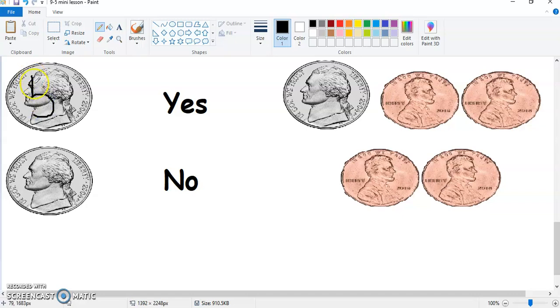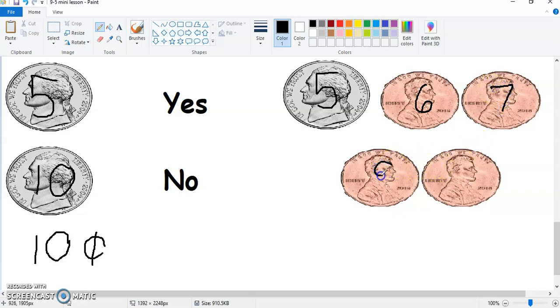Okay, so let's count. 5 cents, 10 cents. So in all, we have 10 cents on this side. Over here, we're going to start with the number 5 because we know that a nickel is worth 5 cents. So we start with 5 cents. Now we're going to count on: 6 cents, 7 cents, 8 cents, 9 cents. So in all, over here, we have 9 cents.